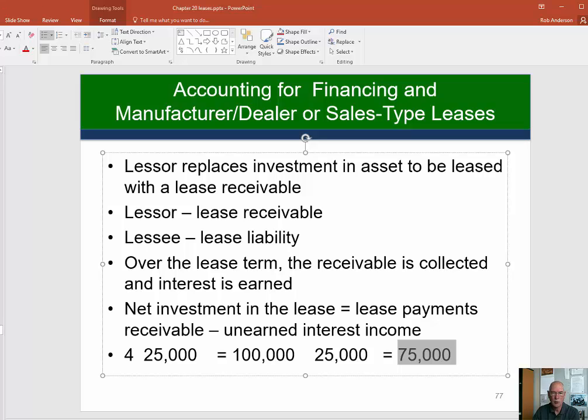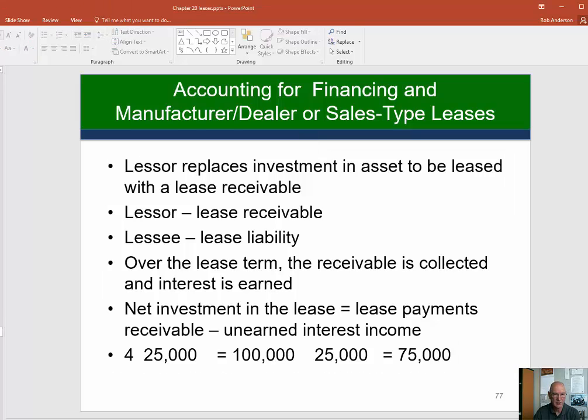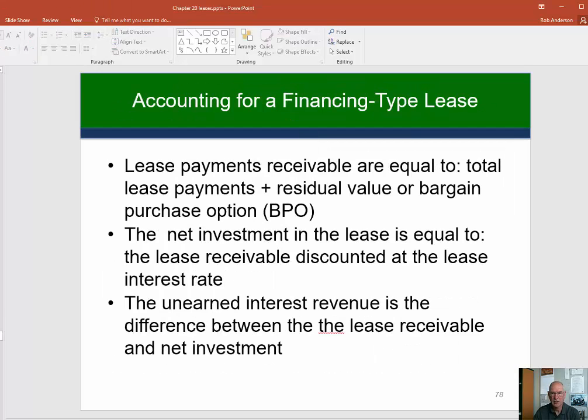So this is quite different from accounting for a financing type lease. So let's look at a financing type lease. Here, we're looking at some of the same concepts. We have lease payments receivable, also sometimes called the gross investment in the lease. And the lease payments receivable are the total payments for the lease plus a residual value or bargain purchase option if there is one.